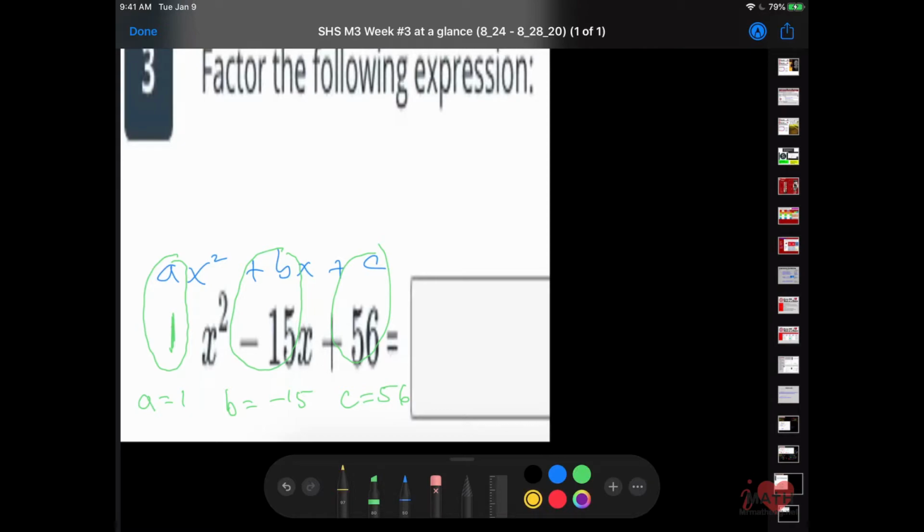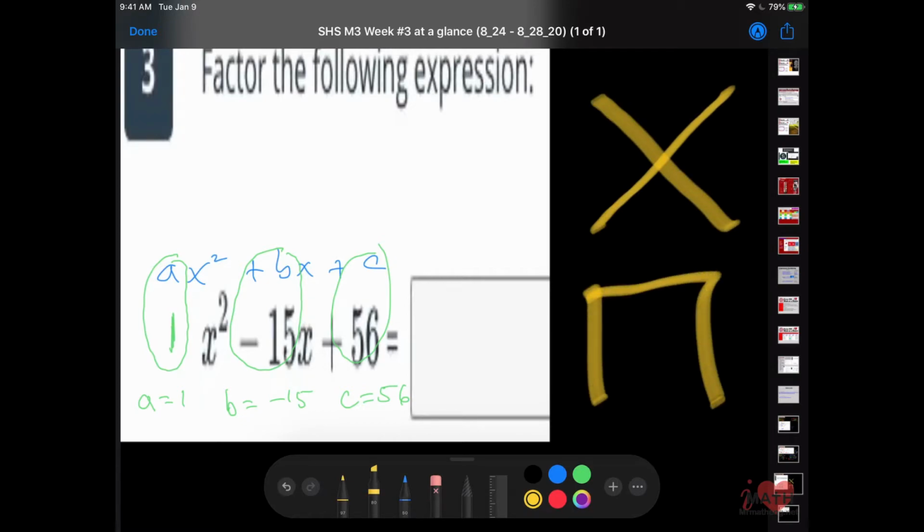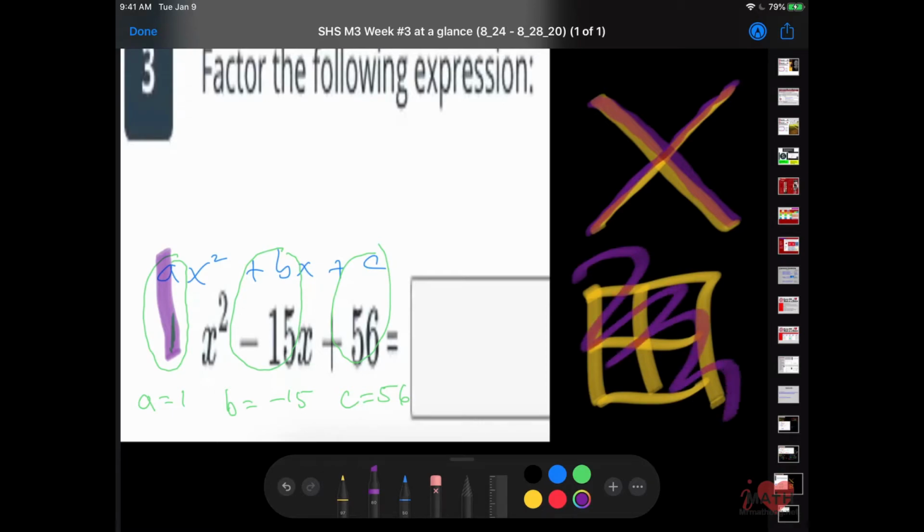All right, let's go over the X method. Let me use a highlighter. Now, pay attention. Let me do both the X and the box, and you'll see why. In this problem, let's use blue. Purple? Sure, purple. A is equal to 1. So I only need the X part. You don't need this one. And the reason why you don't need this one is that the box is only used when you have A values greater than 1. So when A is equal to 1, like in this problem, just use the X part.